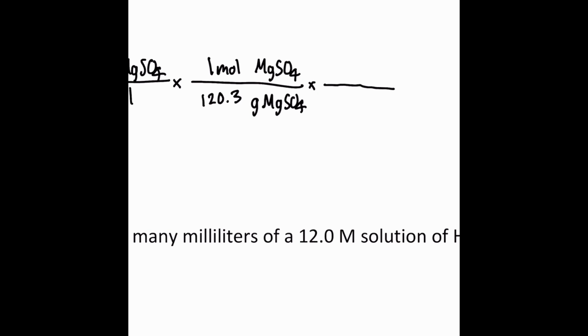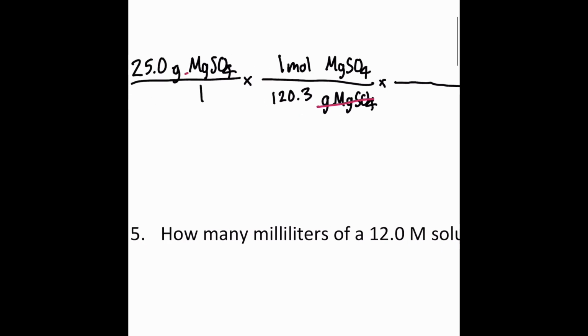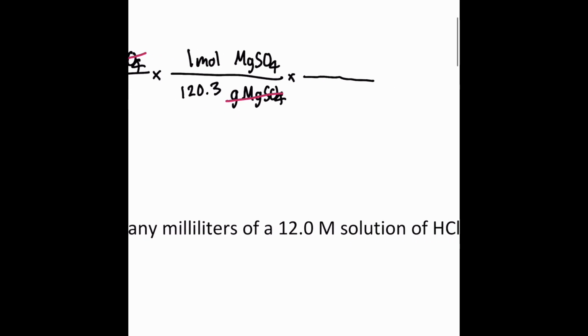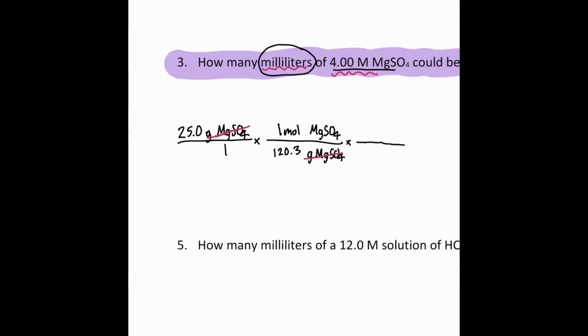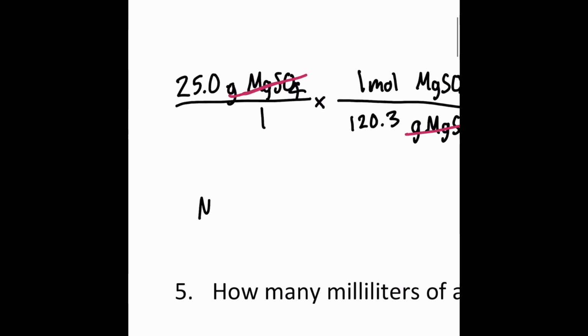And so what's going to cancel out here is our grams of magnesium sulfate with our grams of magnesium sulfate. We're left in moles of magnesium sulfate. But once again, reminder, we want to solve for our volume, but we are given this molar amount here. But really, what does molar amount mean? Well, we know that molarity is equal to moles per liter, or moles per 1,000 milliliters.